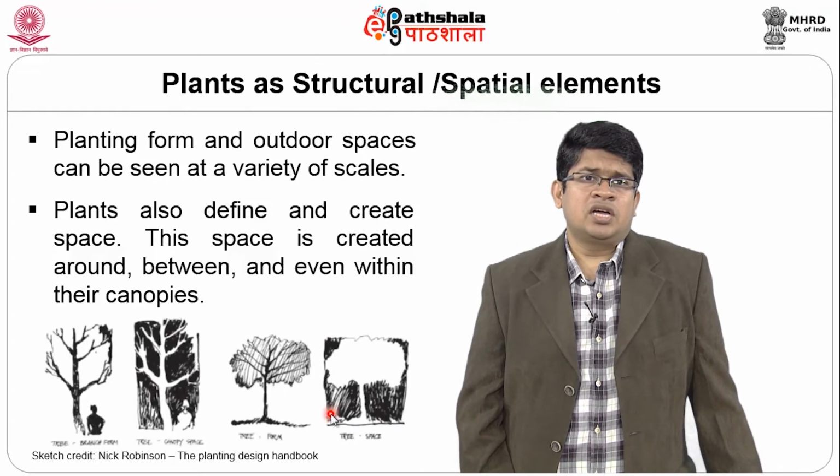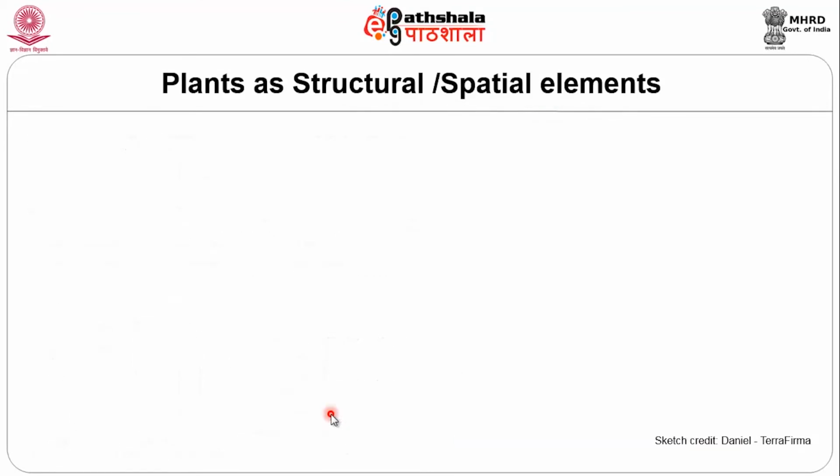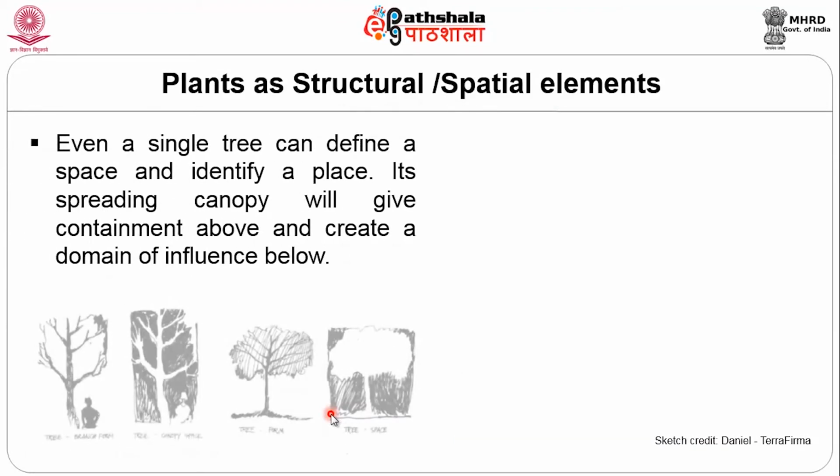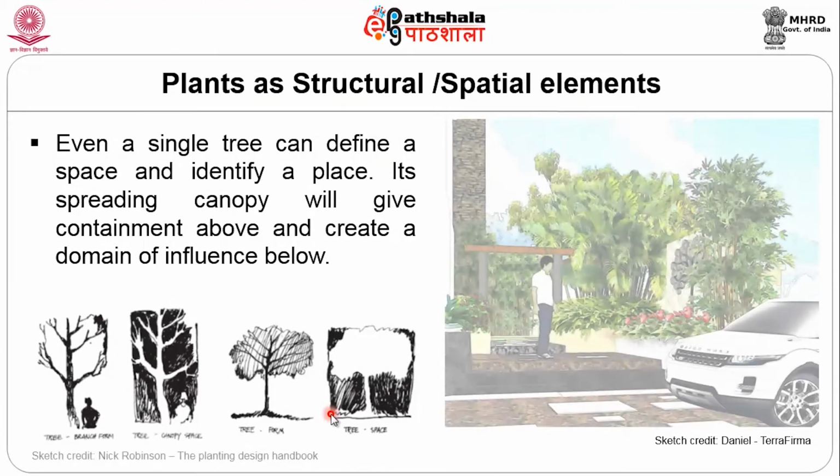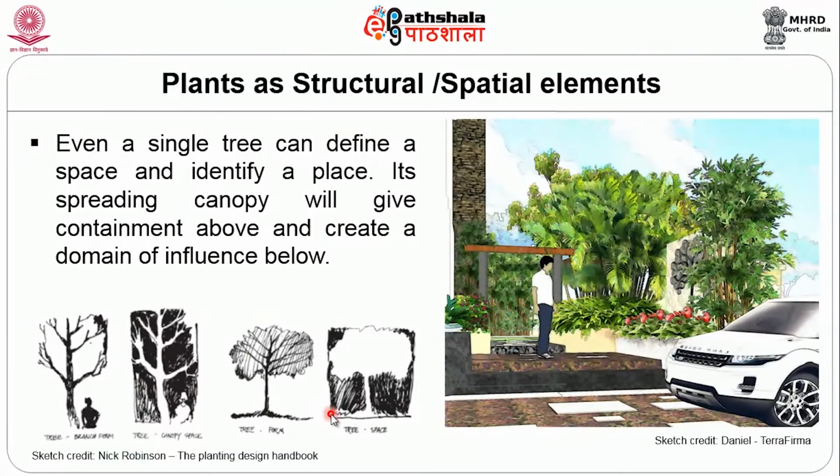So we come to it again, and we see that plants are structural and spatial elements. Even a single tree can define and identify a space. It does not necessarily have to be a group of shrubs or a layer of ground cover; even a single tree can create or influence a particular kind of space under its own domain. So it is very important that we create the right kind of influences that we intend to in the planting design process itself.